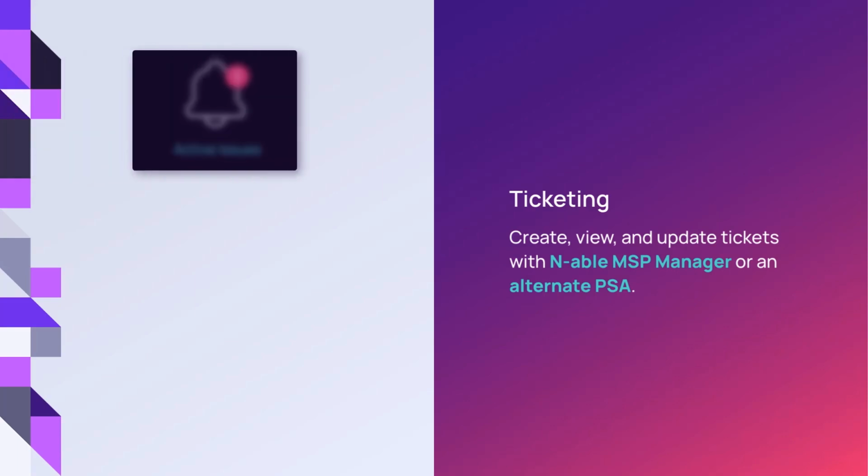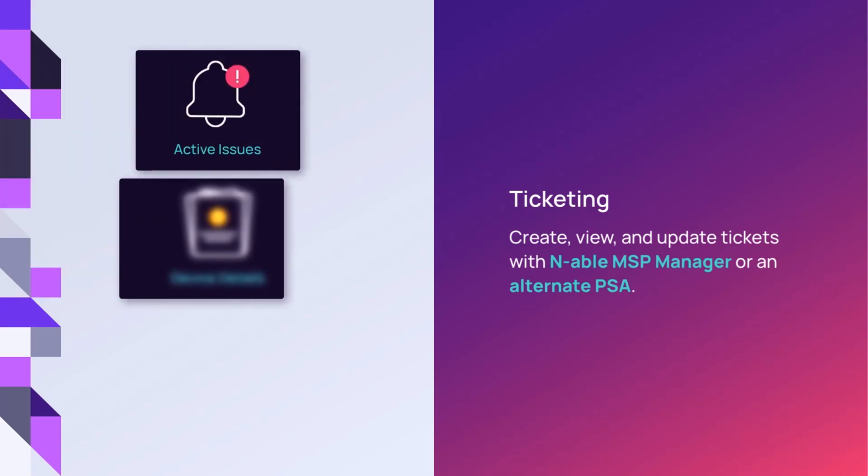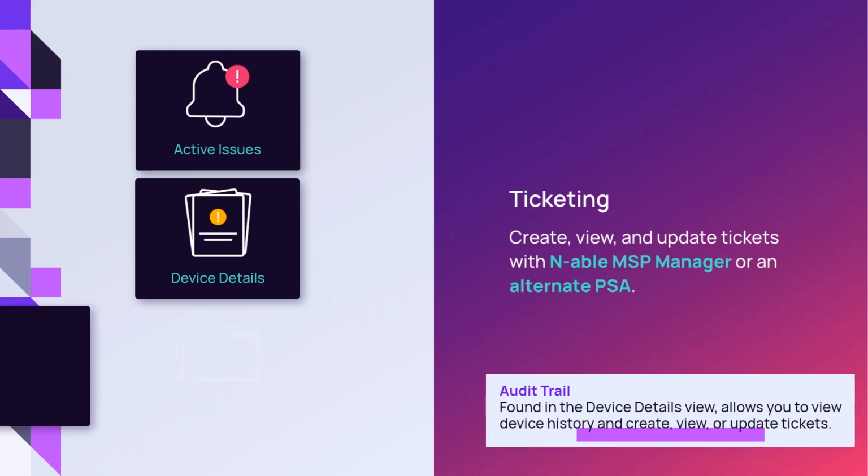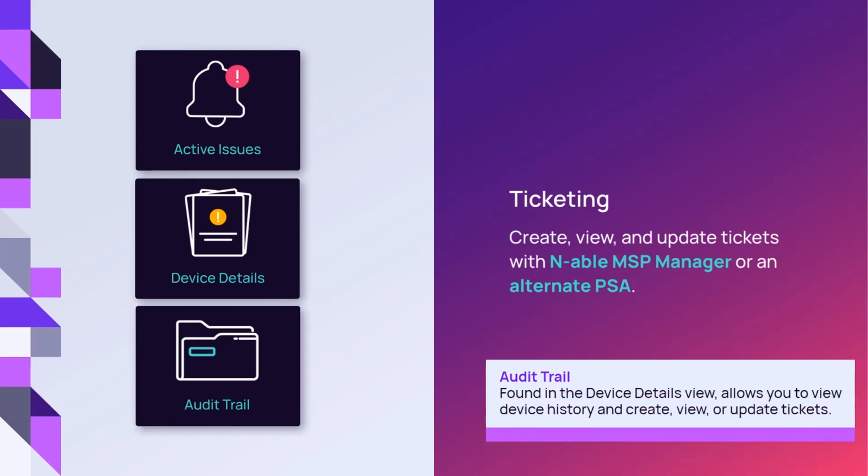There are multiple ways to create, view, and update tickets when a ticketing system is integrated with Enable and Central. You can start from the following areas: Active Issues, which displays all active issues for each customer device; Device Details View, which includes ticket information, the ability to create tickets, and the ability to connect directly to the PSA; and Audit Trail, which provides a log of recent actions performed on a device.